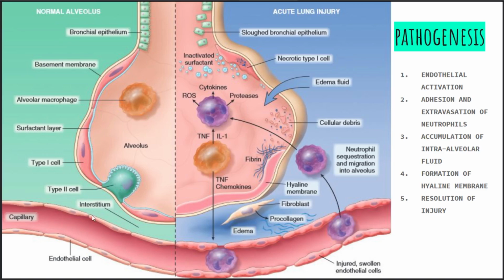So the endothelial activation is sensed by macrophages releasing inflammatory mediators. The inflammatory mediators will activate the endothelium to become more adhesive and the neutrophils will adhere and extravasate to the alveoli along with the fluid which causes interstitial and intraalveolar edema. The neutrophils will release ROS, cytokines and proteases which damage the alveolar wall and form a hyaline membrane.